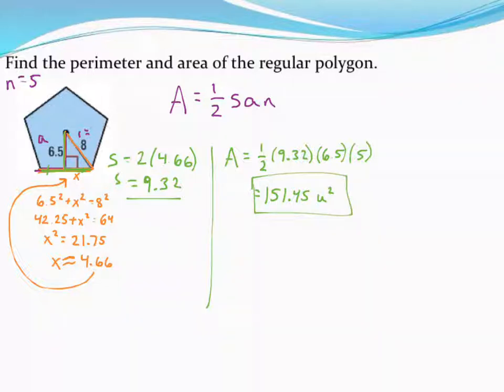Okay, I'm noticing they also asked me to find perimeter in this case. To find perimeter, let's take our side length, which we know is 9.32. And since our figure is regular, I'm going to add that number to itself 5 times. All the sides are 9.32. Or, more simply, just multiply that value by 5. Which gets me a perimeter of 46.6 units.